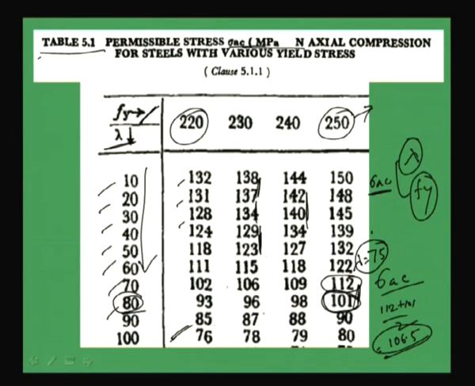This is not the whole table, a big table has been given up to 180 for the lambda value, and for different grades like Fe 415, 500, all grades of steel it has been given. If we reproduce the whole table, it will not be visible, that is why a part of the table has been shown here, right. Now we can go for an example of how to find out the strength of a compression member.